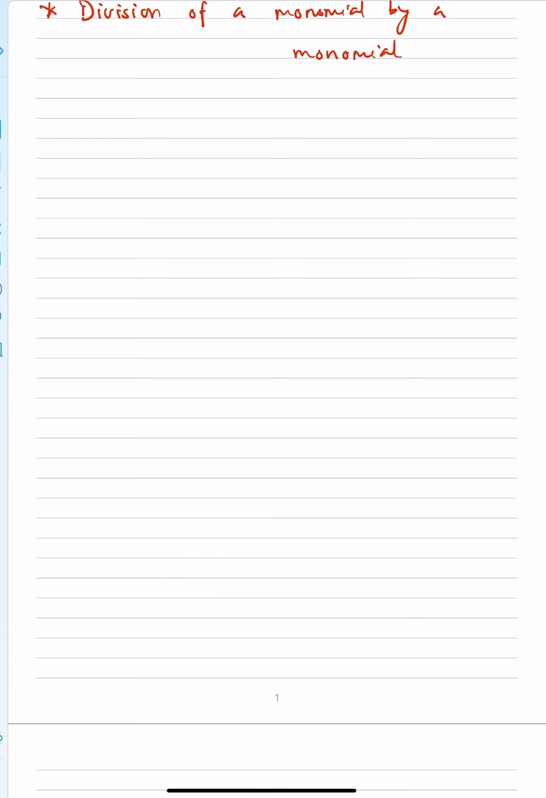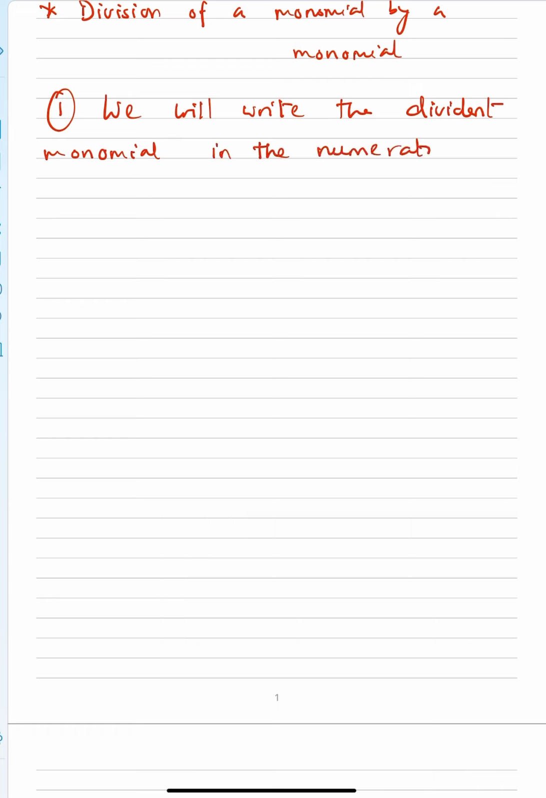Now see, for this there are two things which we should remember. First, we will write the dividend monomial in the numerator and the divisor monomial in the denominator.